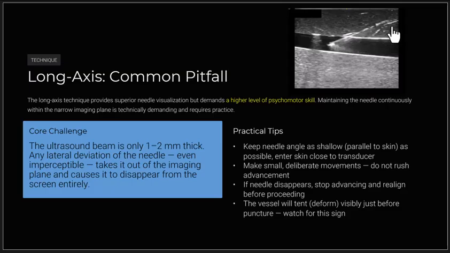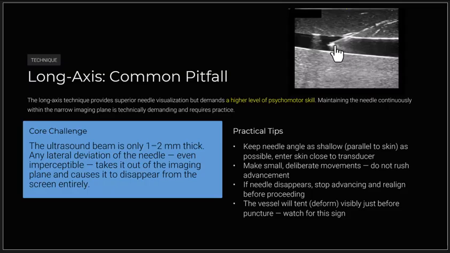Nice long echogenic needle coming down through soft tissue into the vessel, but it does require a higher level of psychomotor skill. So think of the ultrasound beam in this technique as being thin as a credit card. It's only 1 to 2 millimeters thick. So if your needle deviates even slightly from underneath that very thin ultrasound beam, it's going to take it out of the image and you're going to lose the needle. So you have to have a very steady hand and be very, very accurate in delivering the needle under that ultrasound beam and staying under that ultrasound beam.